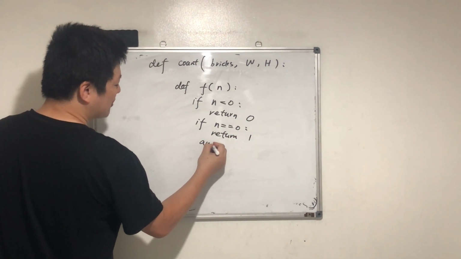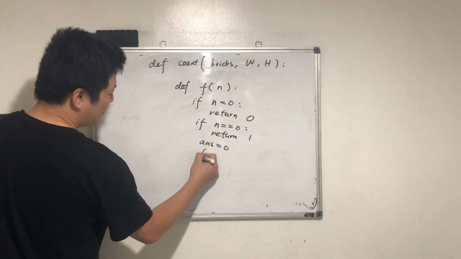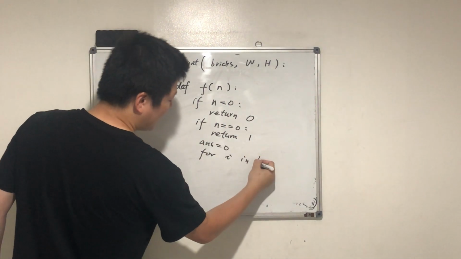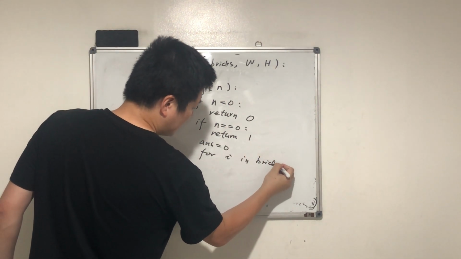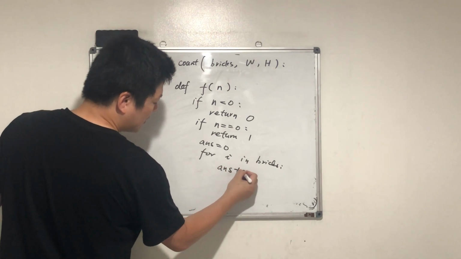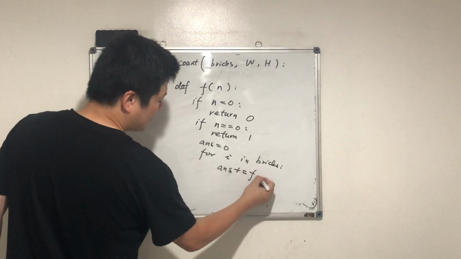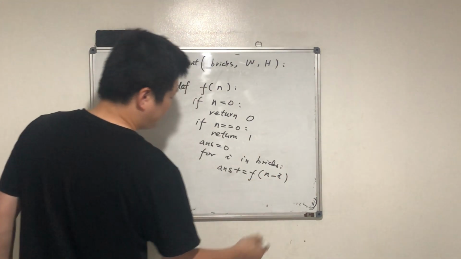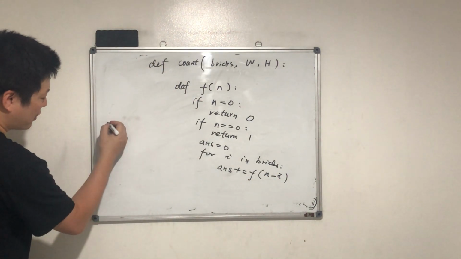Then answer equals 0. We want to sum up. For i in bricks, right? Now what do we need to do? Answer plus equals F of n minus i. Yeah, F of n minus i. Okay, because look, let's return, always look.